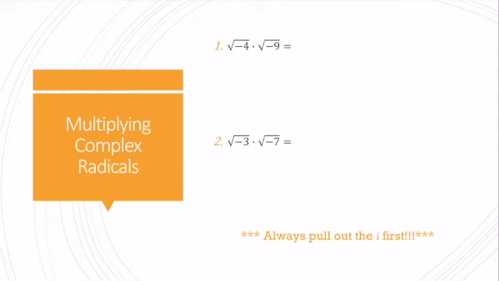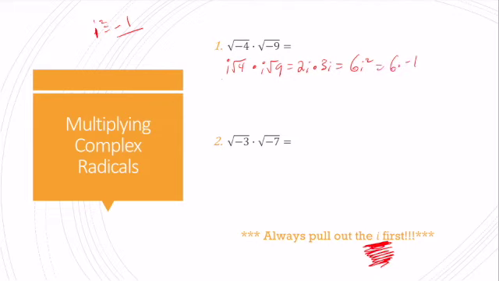Now, when we're multiplying complex radicals, we always pull out the i first. We have to pull out the i first. I can't just multiply negative 4 and negative 9. It's going to completely eliminate the fact that we were imaginary, right? Because two negatives make a positive. So now I have i square root of 4 times i square root of 9, which gives me 2i, because the square root of 4 is 2, so 2i times 3i, which gives me 6i squared. But remember, i squared equals negative 1. So I have 6 times negative 1, which is negative 6.